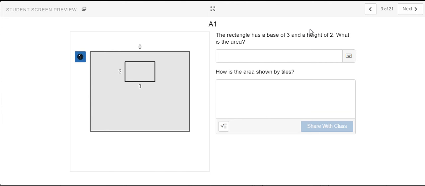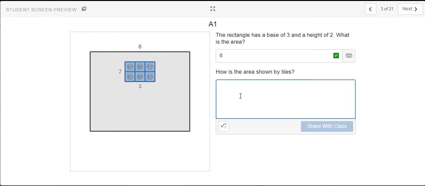Taking a look at the first part, we're at A1. This rectangle here has a base of 3 and a height of 2. What's the area? Well, if you know your multiplication, you can always do 2 times 3, which is 6. The way that's shown by the tiles is, notice that I can fit 6 of these squares inside the space here. So that's 1, 2, 3, 4, 5, 6. You can think of this area as 6 square units. 6 squares can fit inside this rectangle.